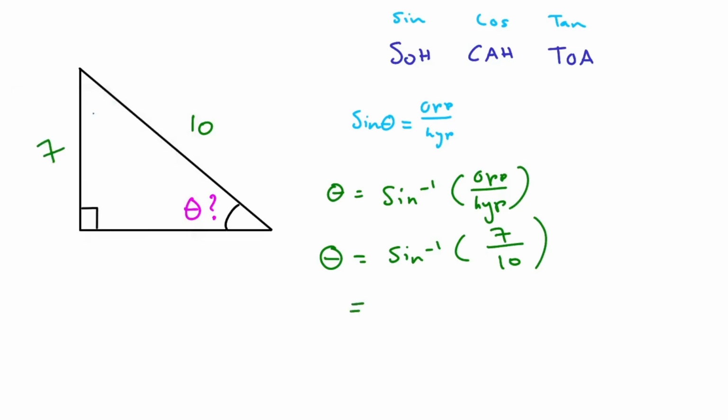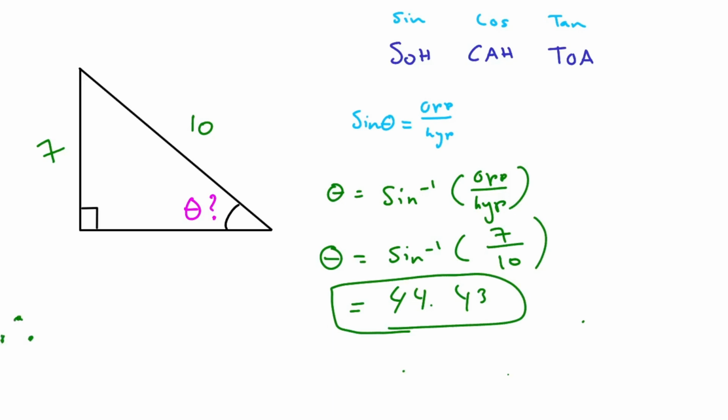Remember, your teacher may want a different number of digits, so make sure you follow that. But in this case, we're just going to do 44.43. All we have to do is state that, therefore, angle theta is equal to 44.43 degrees. And that's all to solving this problem.